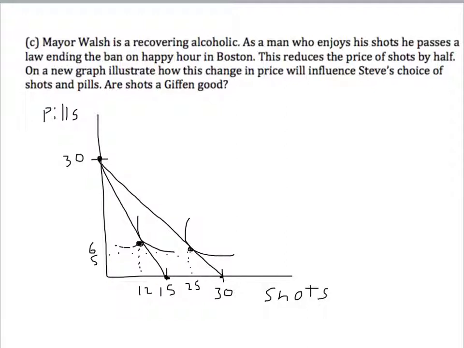So now we have our well-labeled diagram, and we're left with one last question. Are shots a Giffen good? This is sort of a trick question because we know from lecture that Giffen goods are really strongly inferior goods. Strongly inferior enough where the income effect can dominate the substitution effect. But we've already established that shots are a normal good. So that was just a sort of trick question. The answer is no, because it's normal.